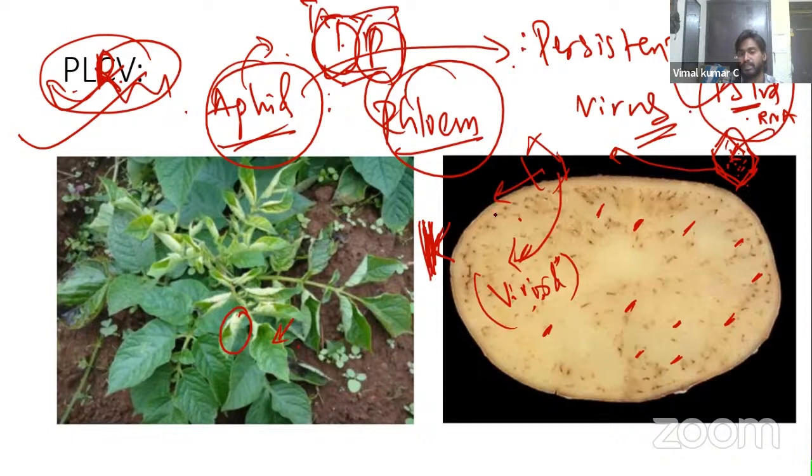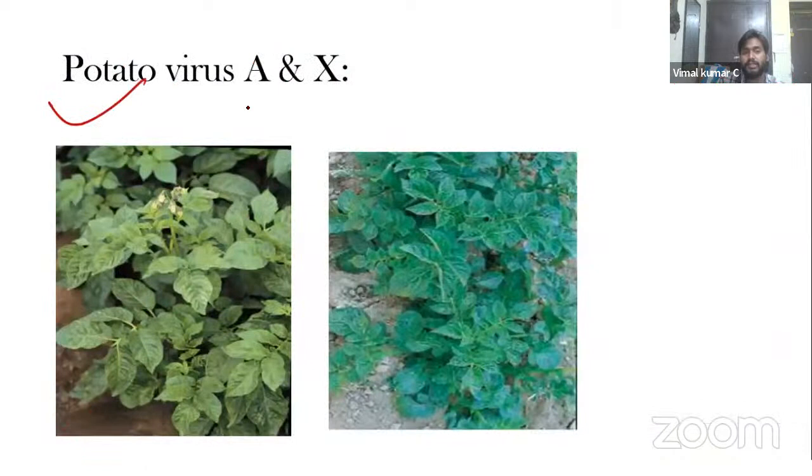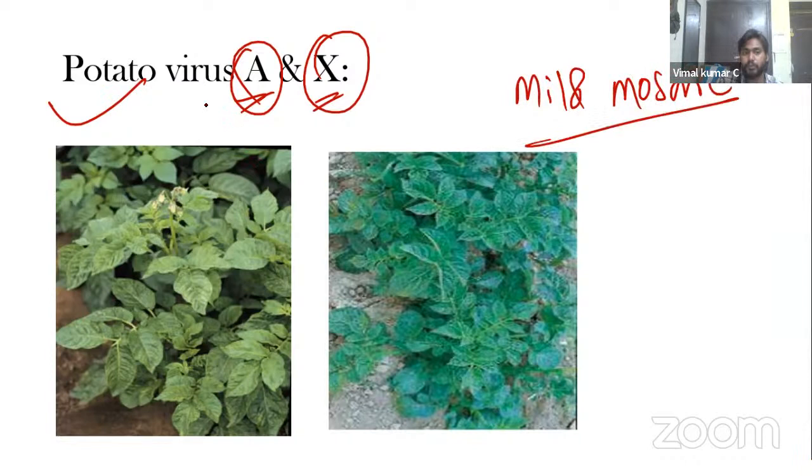Then potato virus A and potato virus X. If you see, both will cause mild mosaic, right? So potato virus A, strain A, and potato virus X both will cause mild mosaic. So you are unable to identify whether it is infected with mosaic or not, because it will be very mild, right?